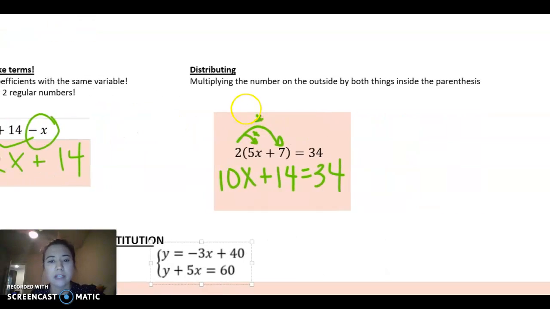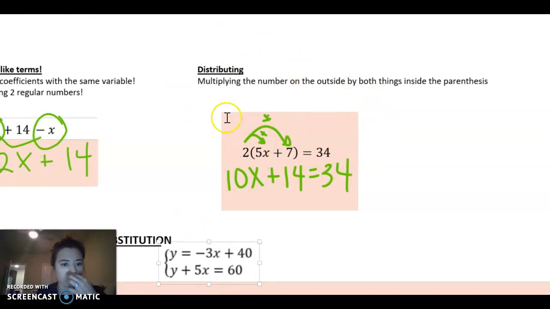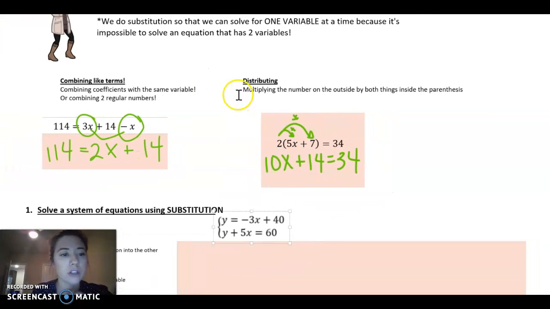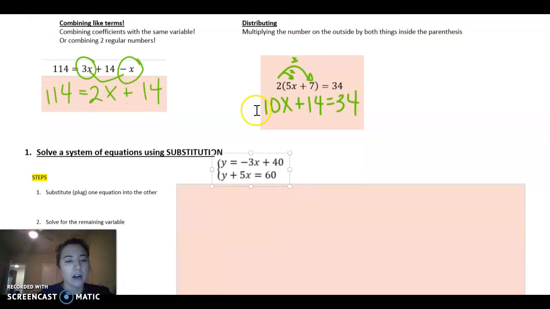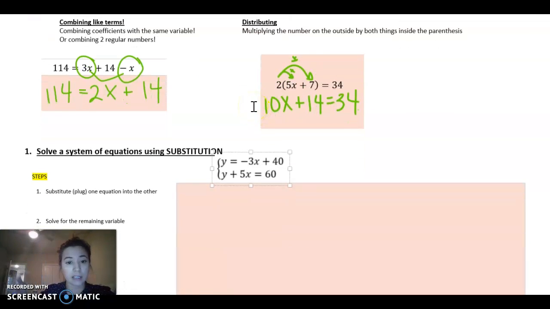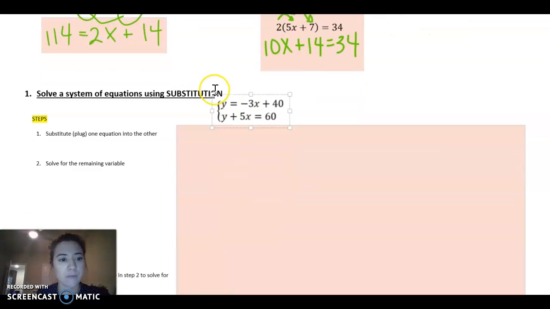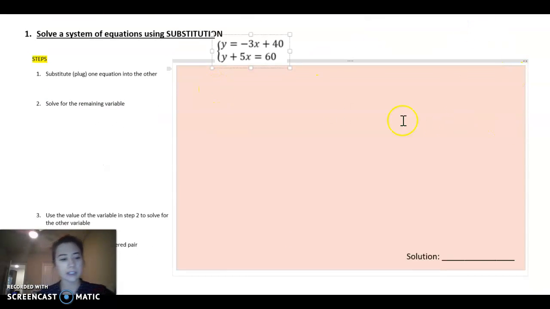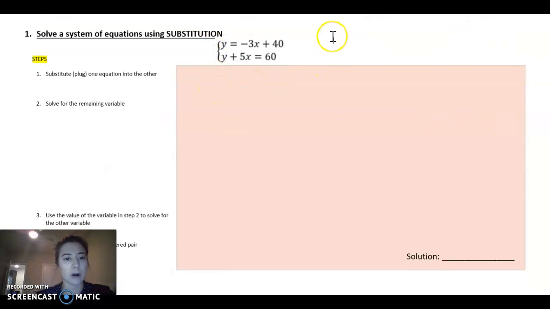And then the other thing you need to know for today is how to distribute. So taking this number on the outside, bringing it to both things inside by multiplying. 2 times 5x, 2 times 7. 2 times 5x is 10x, 2 times 7 is 14. Knowing how to do both of those is super important for today. And if you need help with that, just let me know. But with that being said, let's go ahead and get started with one of these problems.